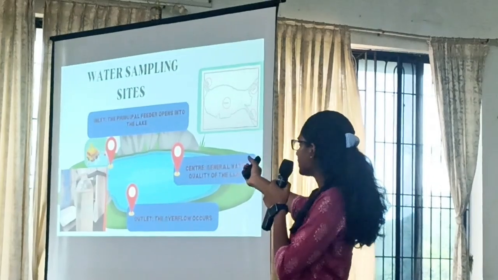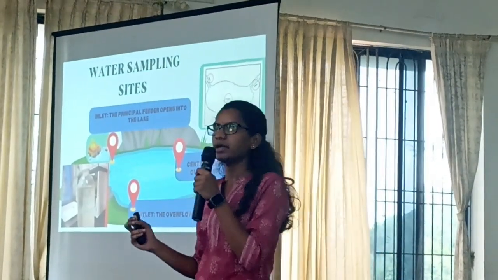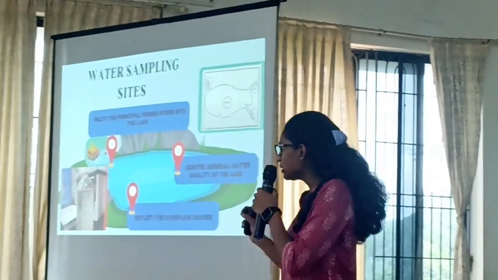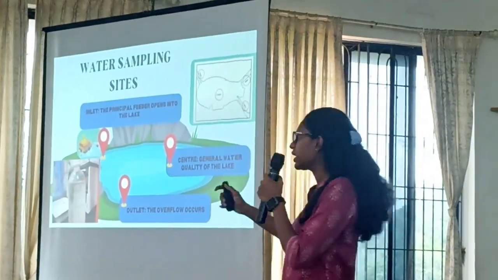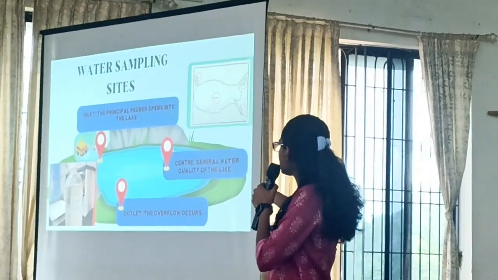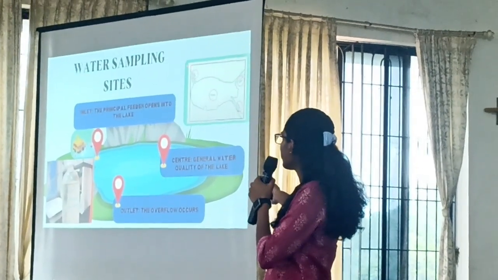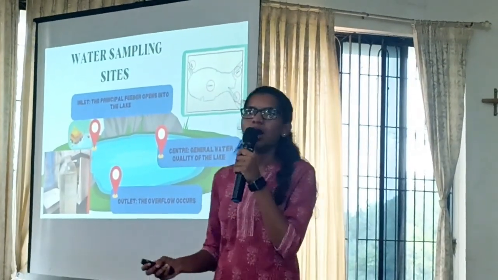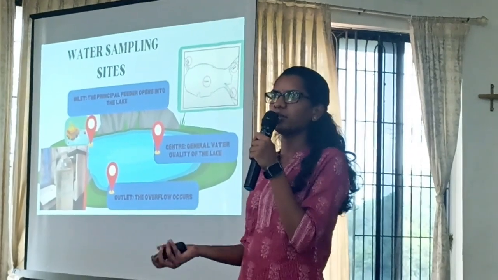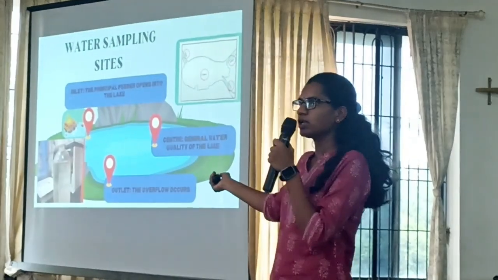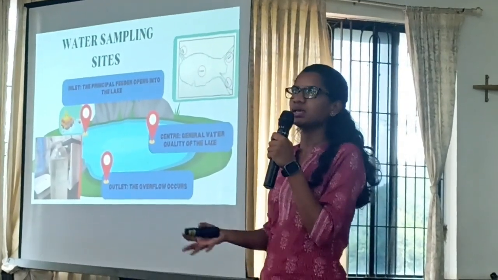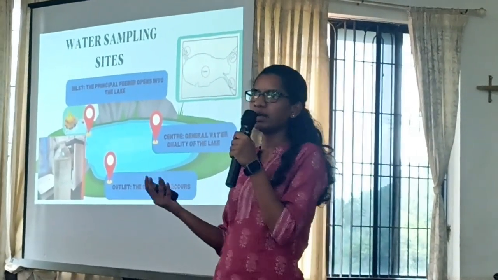The first one is at the inlet, where the water is being fed into the water body. And the second one is at the center, because it is not safe and accessible, you can take your water samples at the sides of the water body. And the third one is at the outlet, where the excess of water will be overflowing out of the water body. So these are not the only points that you need to take. You can take as many samples as possible and do the analysis.